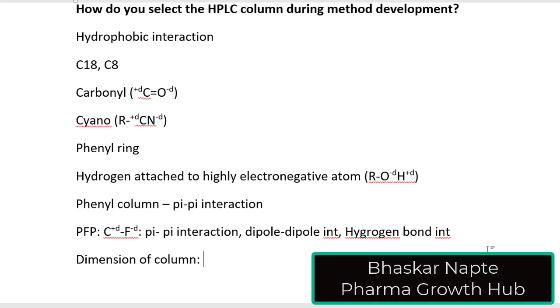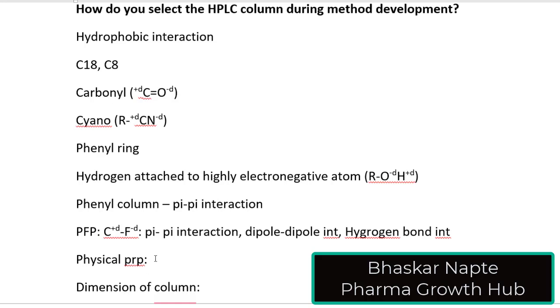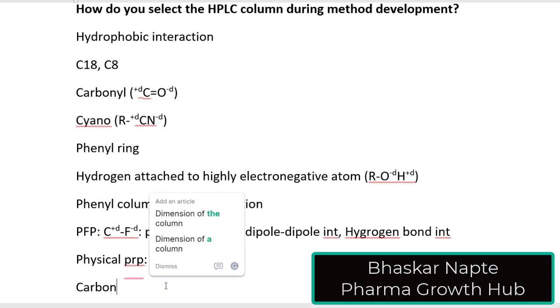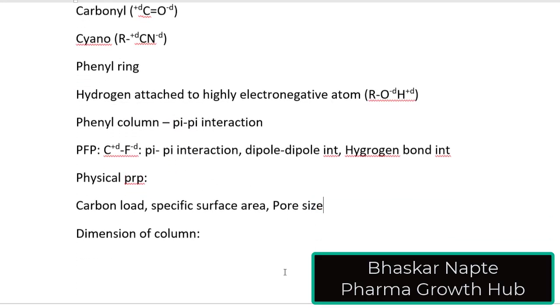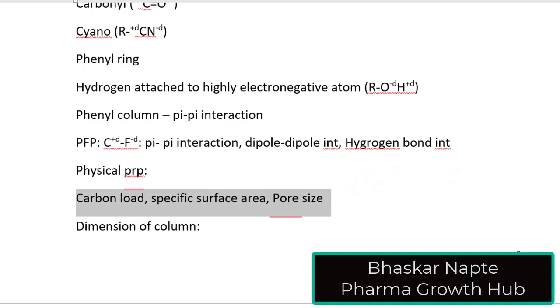Okay, so before we go on to the dimension part, what I would like to discuss is another physical property of the column. What is meant by physical properties? It can be, let us say, carbon load. We can talk about the specific surface area. You can talk about the pore size. Now, I recommend that you must not forget to mention at least these three important properties: the carbon load, the specific surface area, and the pore size. These are very important properties of the silica particles.